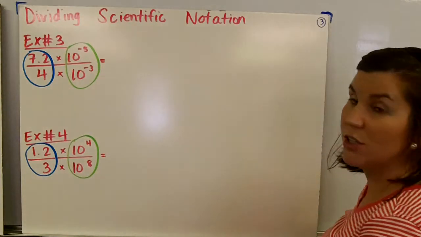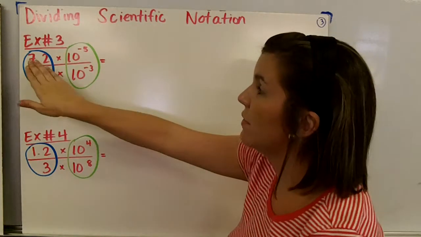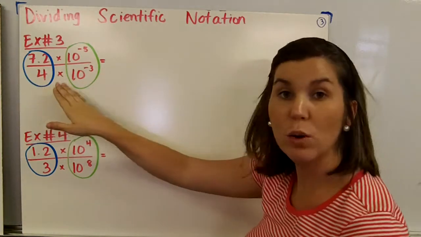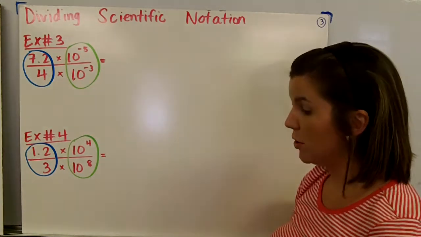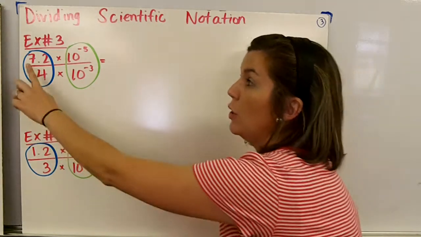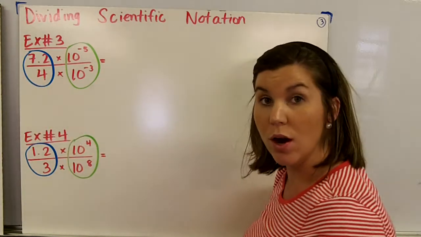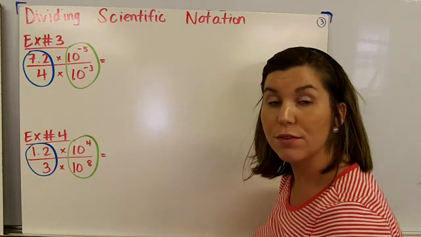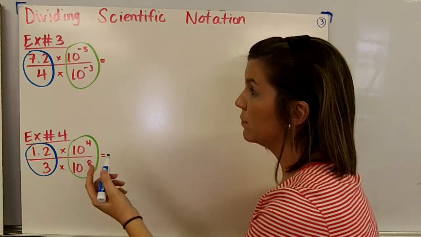Dividing scientific notation. Example number 3. So we have 7.2 times 10 to the negative 5th divided by 4 times 10 to the negative 3rd. Now again, you can see that I have grouped the ones that are the same. 7.2 and 4 are like factors, and 10 to the negative fifth and 10 to the negative third, they're like factors as well.